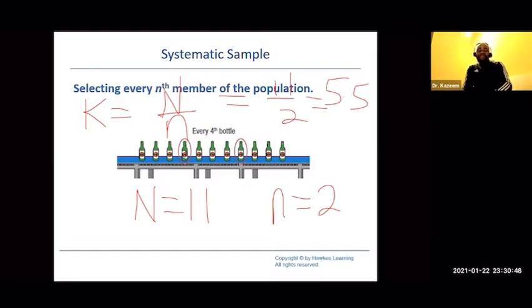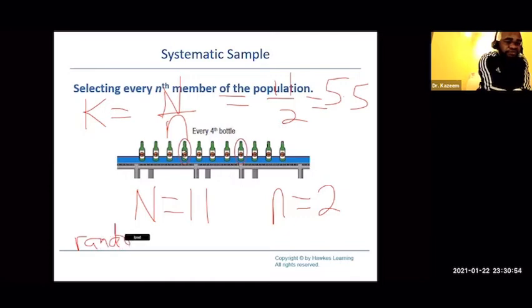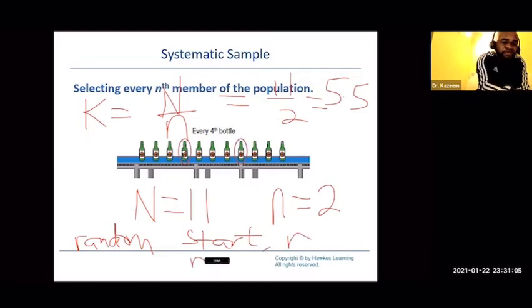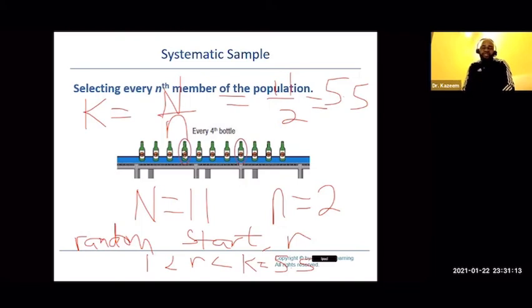Then I need a random start. The random start R will lie between 1 and K. And don't forget, my K is 5.5. I can decide to choose a number between 1 and 5.5 to start with. In this case, we choose 4, and that is the reason why we choose bottle number 4. Take a look at that.